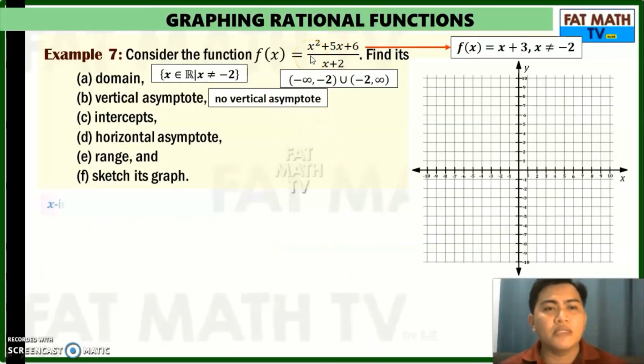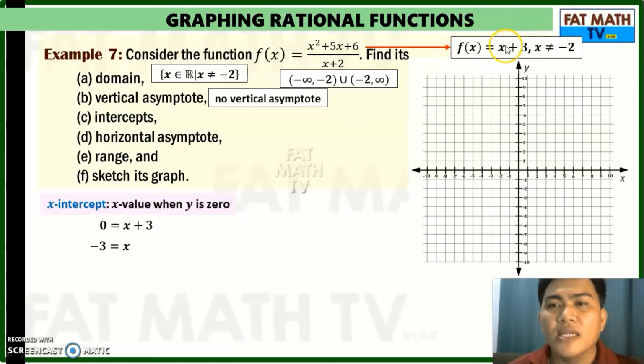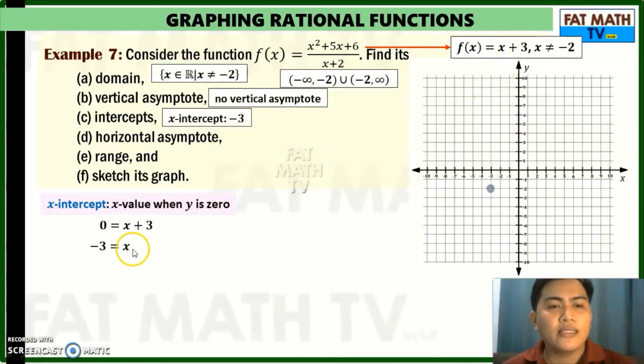For the intercepts, for the x-intercept, make y 0. This is already our new function here. So make this 0. So 0 equals x plus 3. So x equals negative 3. So the x-intercept is negative 3. It passes through negative 3, 0.